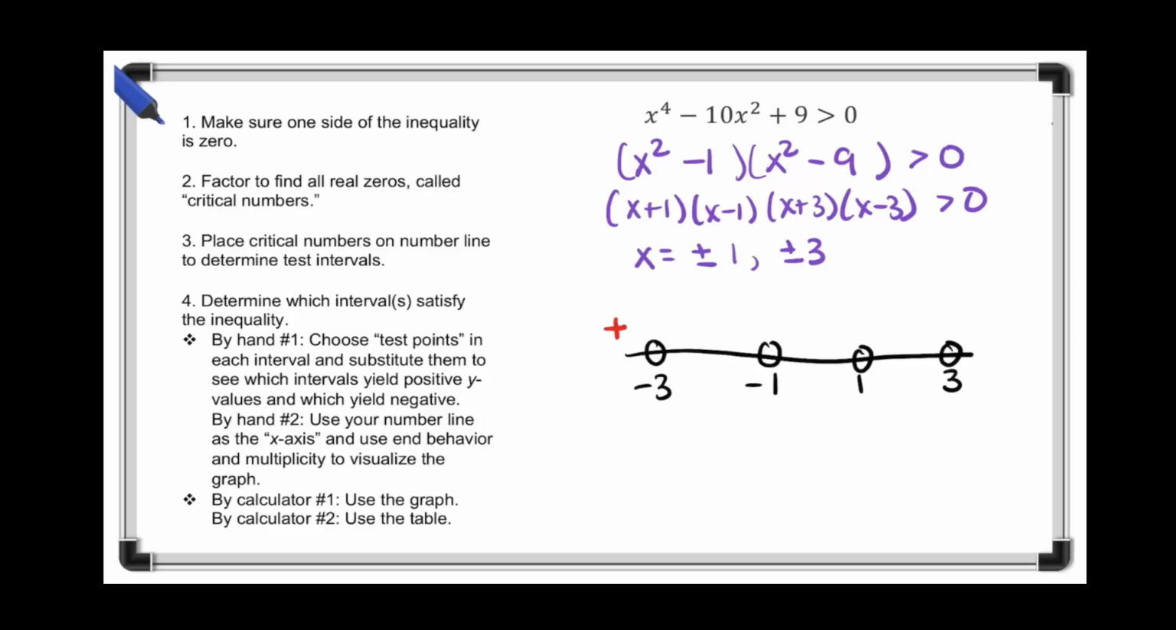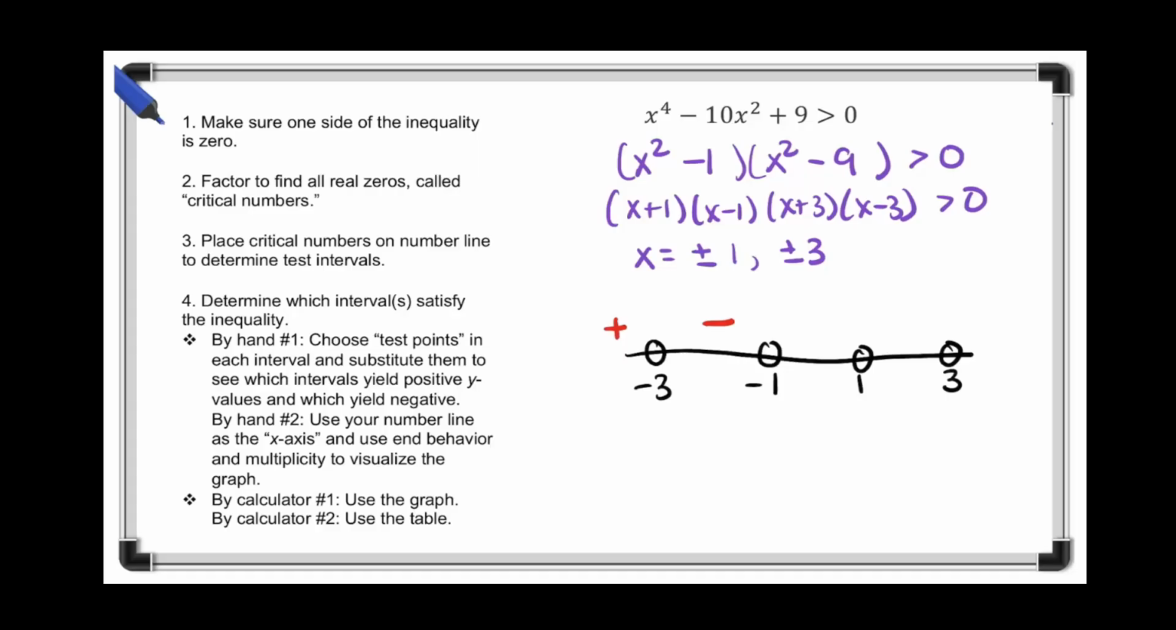So now let's go ahead and choose a number between negative 3 and negative 1. So you could do like negative 2. And again, plug negative 2 in. And we've got 4 minus 1, which is going to get us positive 3. And then negative 2 squared is 4. And then 4 minus 9, again, that's a negative. So a positive times a negative is a negative. So the numbers in between negative 3 and negative 1 are going to be a negative value.